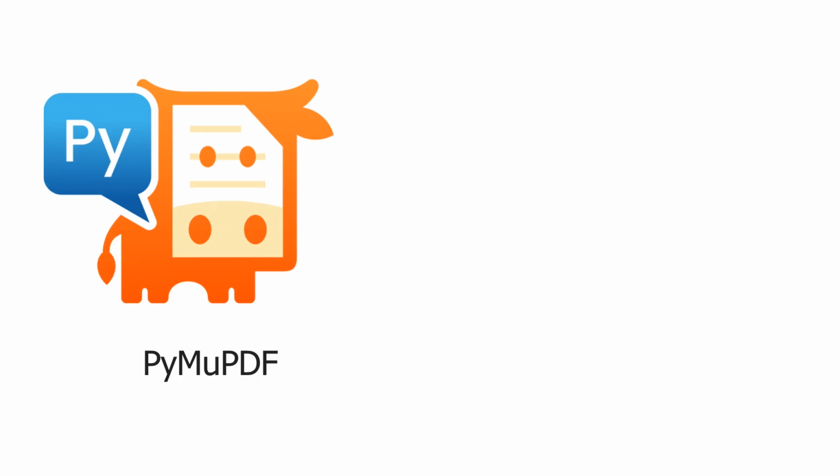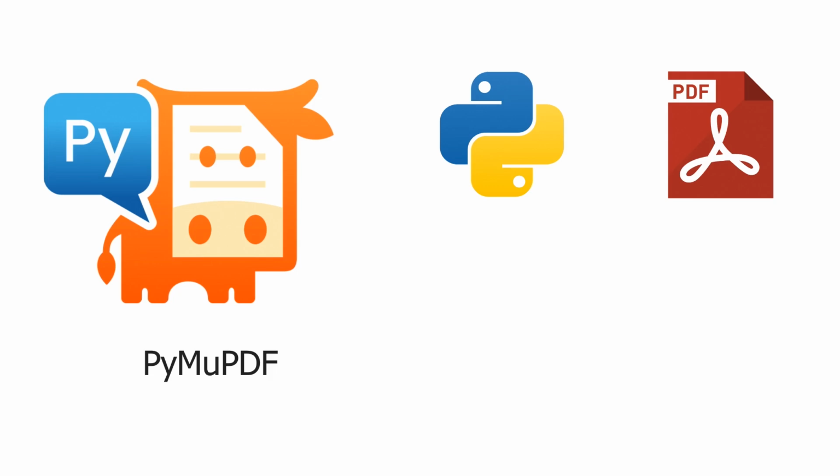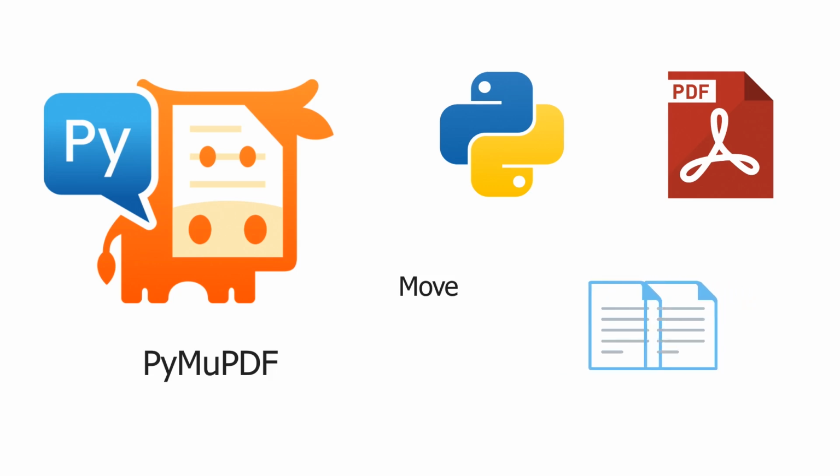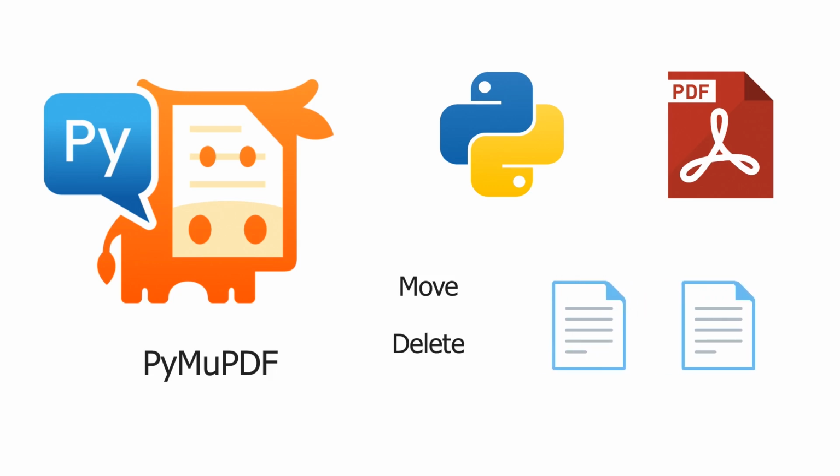PyMuPDF is a Python library that allows you to create, modify, and extract data from PDF files. In this video, we'll be working with pages. First move, then delete, and finally duplicate a page.